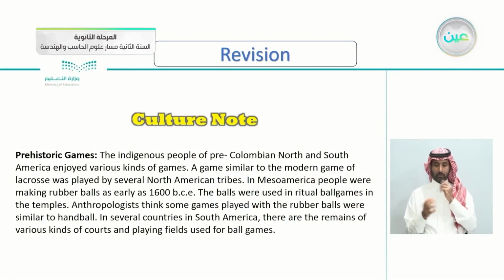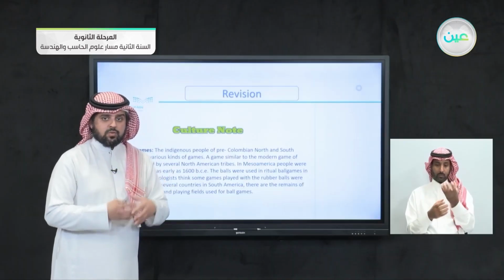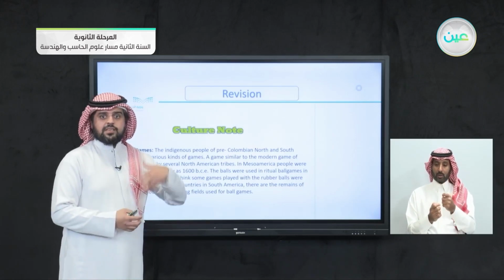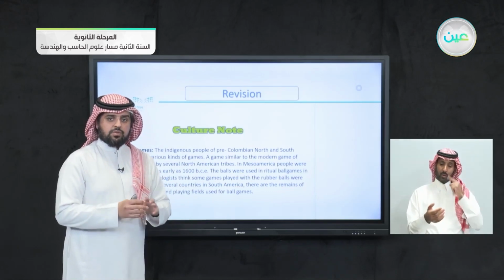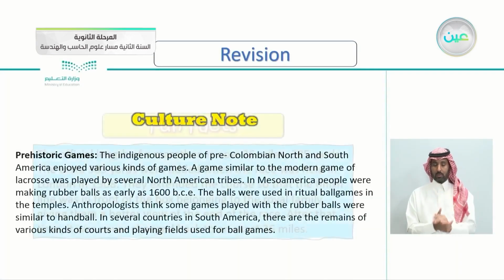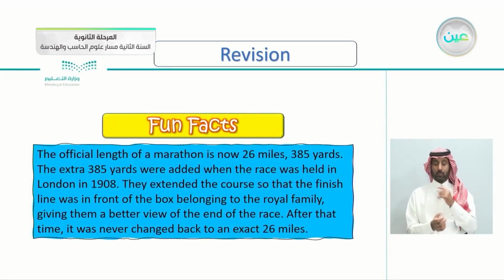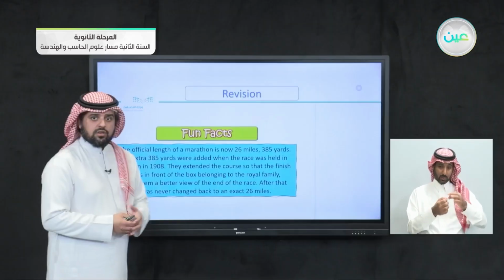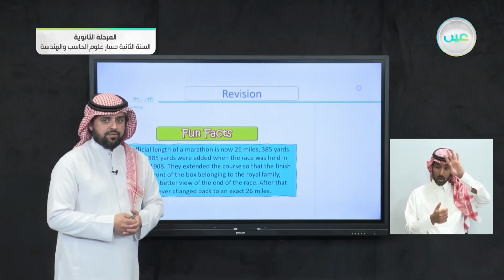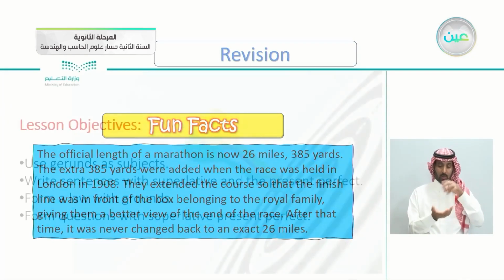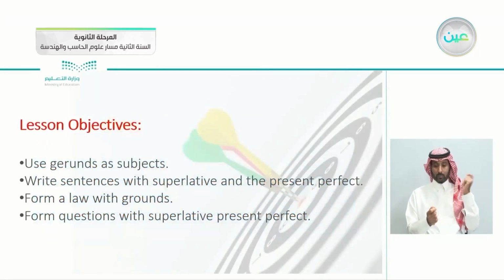We learned that some of the sports that we know today originated many years ago, but were developed and changed throughout the years to the version that we see today. And we learned some fun facts about the marathon, how it changed its length because of the royal family. They wanted the end to be in front of their current place. So these are today's objectives.